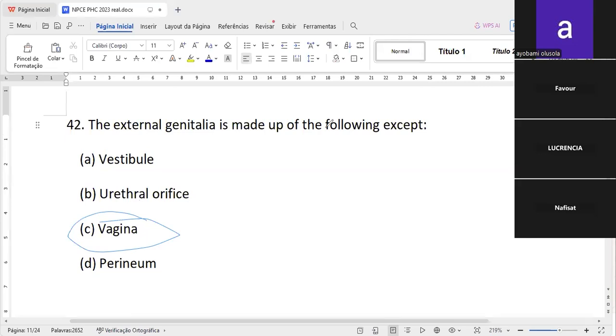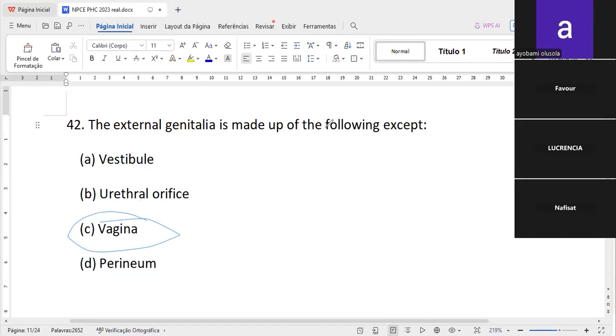What kind of epithelium is in the vagina? Stratified squamous epithelium. So that part is inside. You cannot see any stratified squamous epithelium outside. So the vagina is inside.